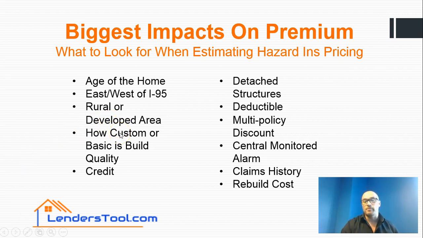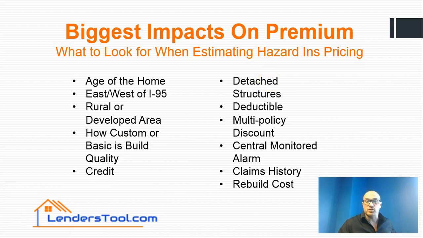How custom built or basic is the build quality? That can be huge on the cost to rebuild. You could have a very old home, turn of the century, but it's got beautiful, intricate millwork in there, things of that nature, and it's got gorgeous tile work throughout it. Are we going to be insuring it to that level of rebuild for that kind of care and quality in the construction? And then we're going to look at credit. In North Carolina and South Carolina, they do factor credit in there. But we do it as a soft touch, so it doesn't really impact what you guys do, obviously.